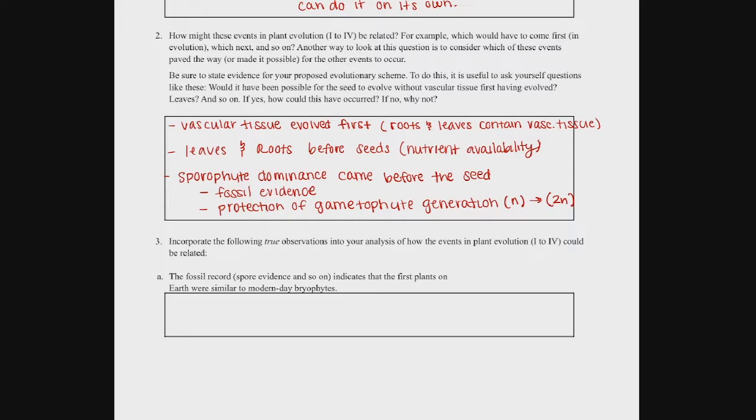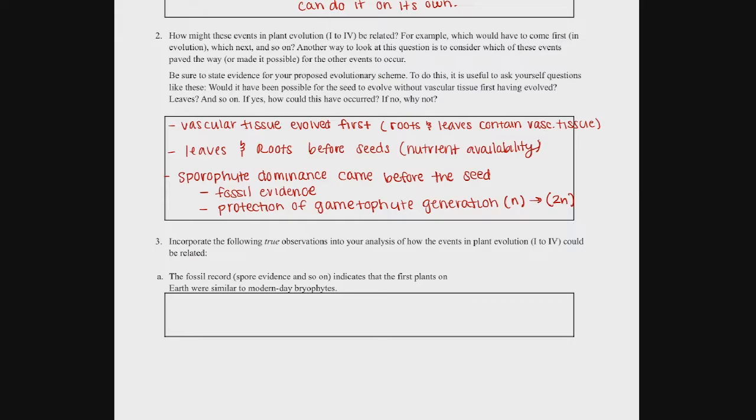Alright, 3. Incorporate the following true observations into your analysis of how the events in plant evolution, 1 to 4, could be related. The fossil record, spore evidence, and so on, indicates that the first plants on Earth were similar to modern-day bryophytes. A bryophyte is a taxonomic division that contains non-vascular land plants.